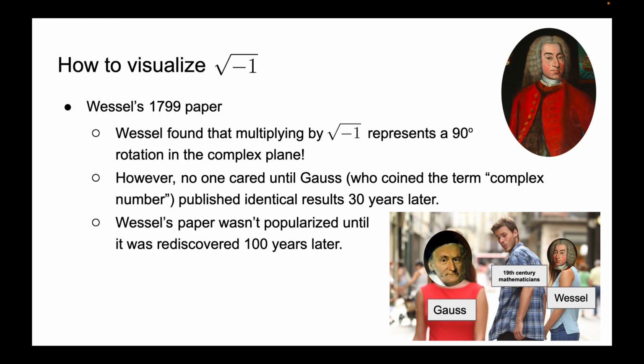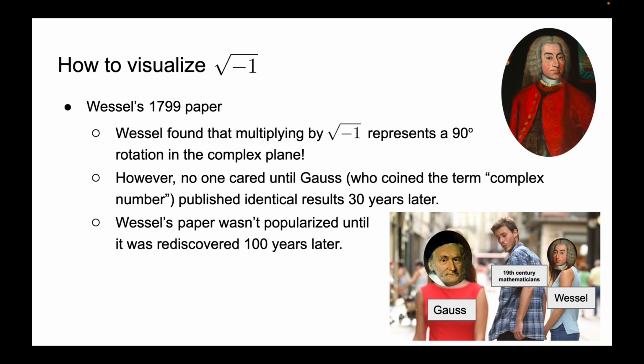In fact, no one even knew about it really until 100 years after he published it when it was rediscovered. But people did find out about all this when Gauss published a pretty identical paper 30 years later. And before you think he plagiarized it, there's actually evidence from his notes that he knew of all this years before Wessel even published his paper. And in fact, Gauss is actually the person who coined the term complex number.